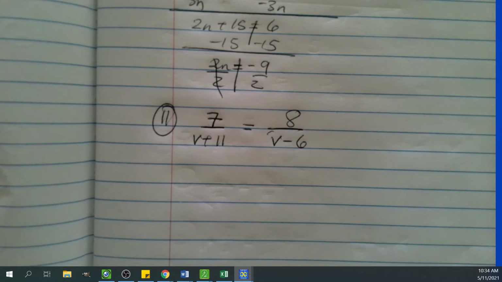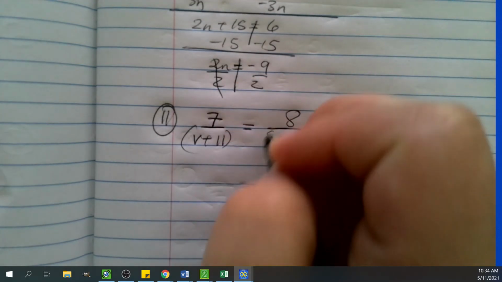Anytime you guys are ready, tell me what to do. What should I probably draw in first? I'm going to cross multiply. What do I want to draw before I do that? Parentheses.